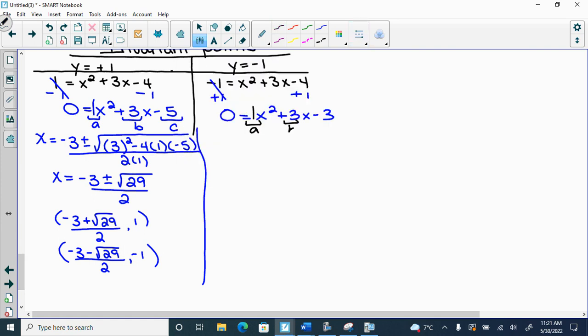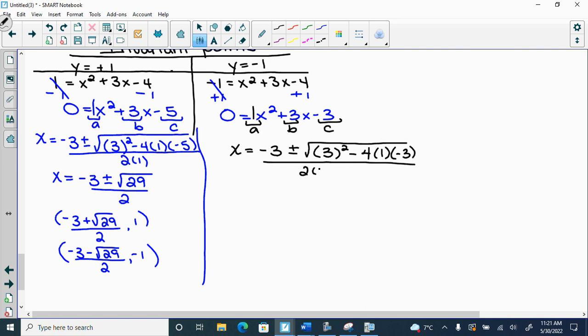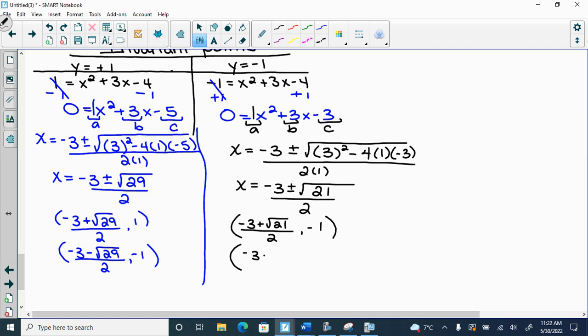So that's my A, B, my C. So we get x equals negative 3 plus or minus the square root of 3 squared minus 4 times A times C, all over 2 times 1. X equals negative 3 plus or minus the square root of 12 plus 9, which is 21, over 2. And 21 can't break down. There's no perfect squares in 21, like 4, 9, or 16. So we're going to get two solutions. One is going to be negative 3 plus root 21 all over 2, and negative 1. That's going to be one invariant point. And then negative 3 minus root 21 over 2, and negative 1.